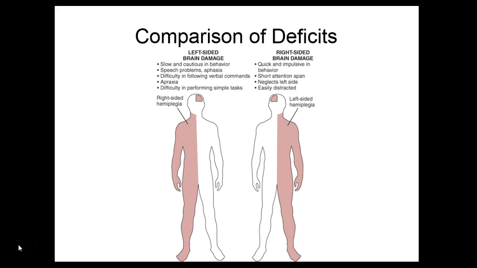If they have right-sided brain damage, they are quick and impulsive in behavior. They have a short attention span. They neglect their left side, so they don't realize that it's even there. They are easily distracted, and they have left-sided hemiplegia. So if they have right-sided brain damage, they have left-sided hemiplegia.